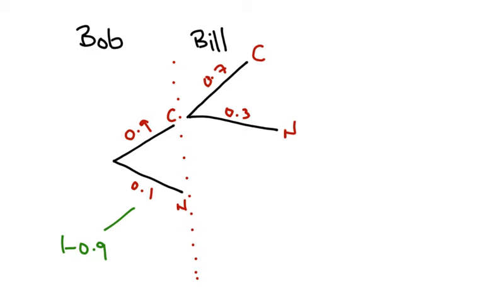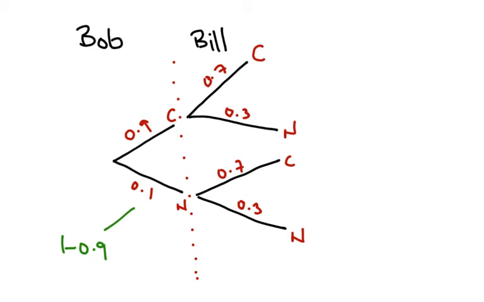Now, because Bob can either catch it or not catch it, I will also need this happening here for Bill. Again, it doesn't matter who you put first, the answers will be the same. So Bill catching the bus, 0.7, and not catching the bus, 0.3. So C for catching the bus and N for not catching the bus. Okay, so there's my tree diagram for Bob and Bill.